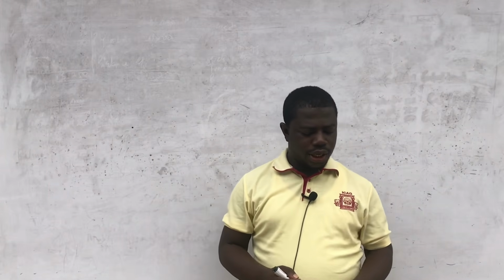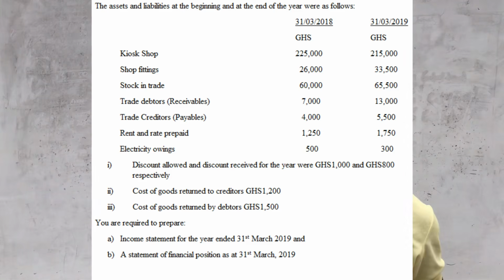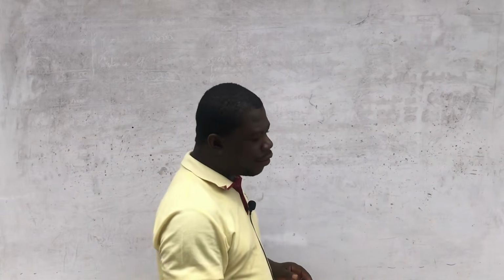of depreciation. Now, going back to the list of balances, we could see that the kiosk shop at the beginning was 225,000 Ghana cedis in value. At the end, it's 215. Nothing was said about it, whether we bought or sold any part of that. And so, because the closing balance is lesser than the opening balance, it means that it has fallen in value with a difference of 10,000 Ghana cedis. And that difference is going to be depreciation. As simple as that. This is the revaluation method.